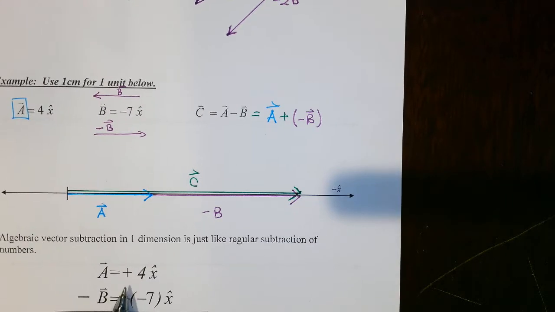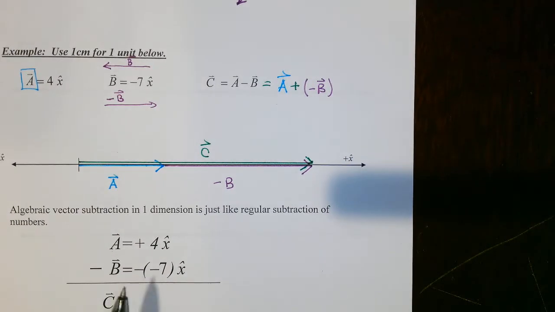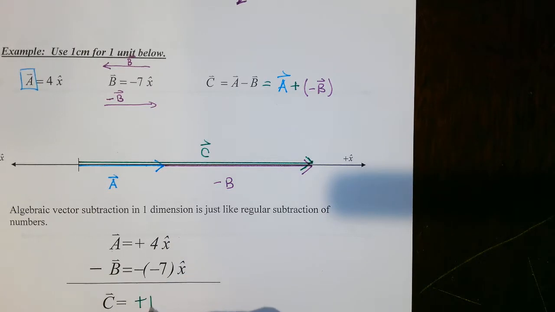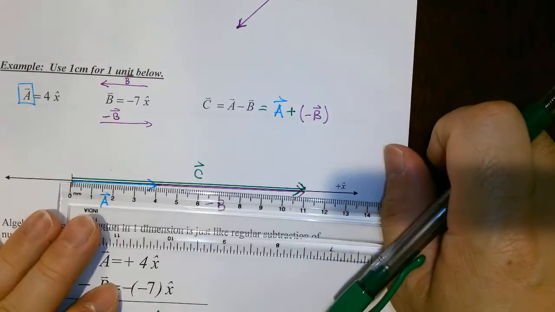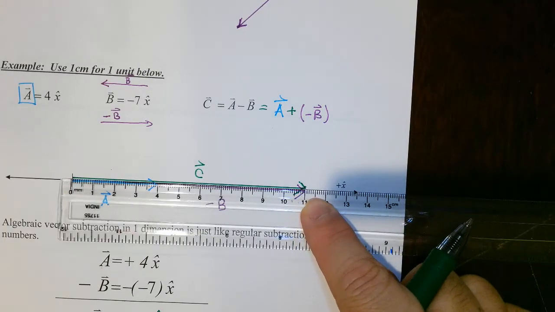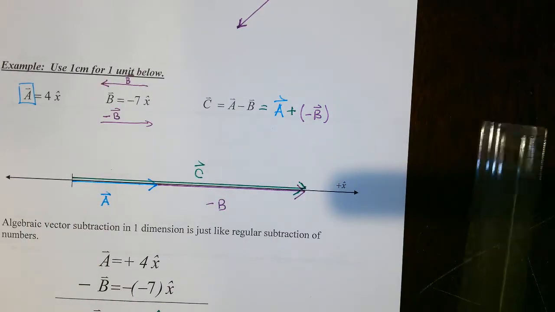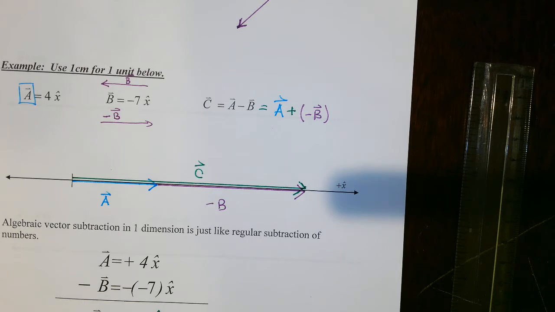So algebraically speaking, A is equal to 4 centimeters x hat, and B is equal to minus the negative 7 centimeters x hat. When I add these up algebraically, since they're both in the x hat direction, this looks like positive 11 centimeters x hat. So if I measure my C, it should be 11, right? Let's take a look. Wow, look at that. It goes to 11. Everybody goes to 10, and if you want to go a little higher, where do you go? They can't go anywhere. But my amplifier goes to 11. Oh, come on, Spinal Tap.